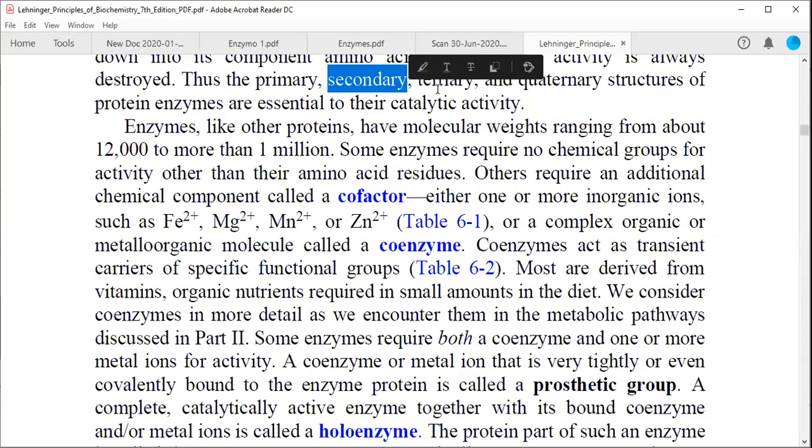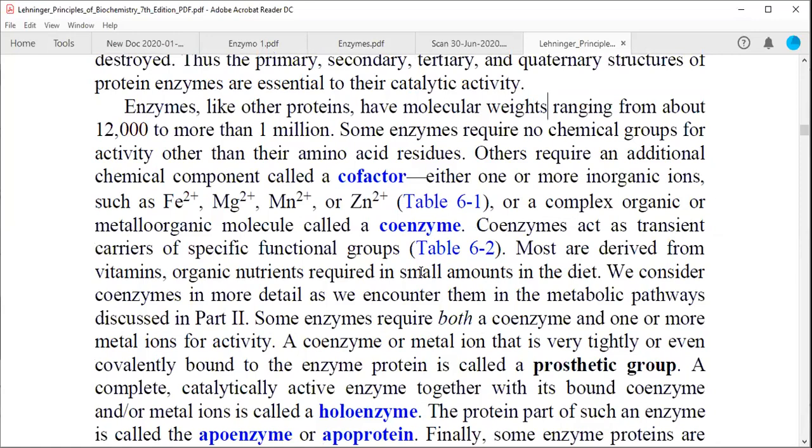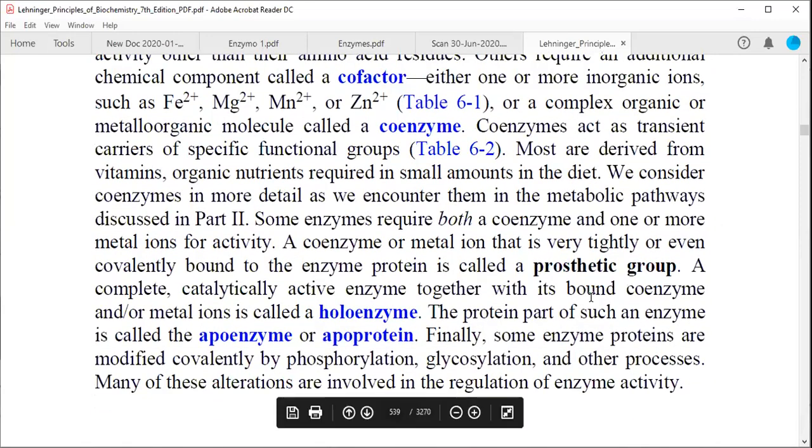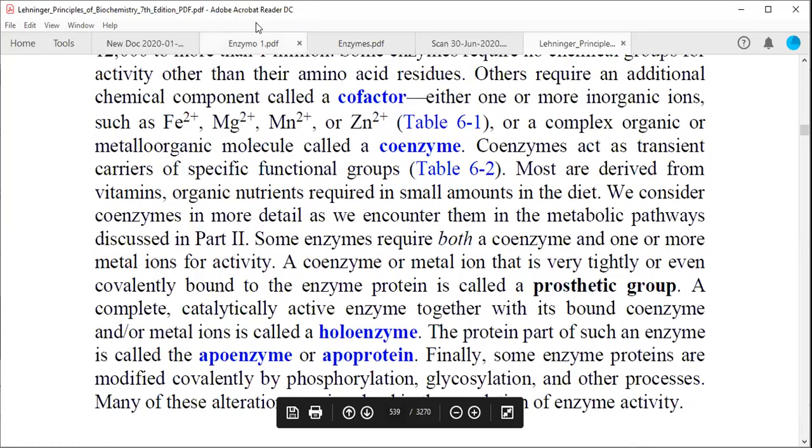Whoever asked this question, I think this discussion... Now we have certain points which need attention in this particular class. These are called cofactors. They are called holoenzymes, apoenzymes, apoproteins. They are prosthetic groups. Okay. So first of all, we will move to another PDF.